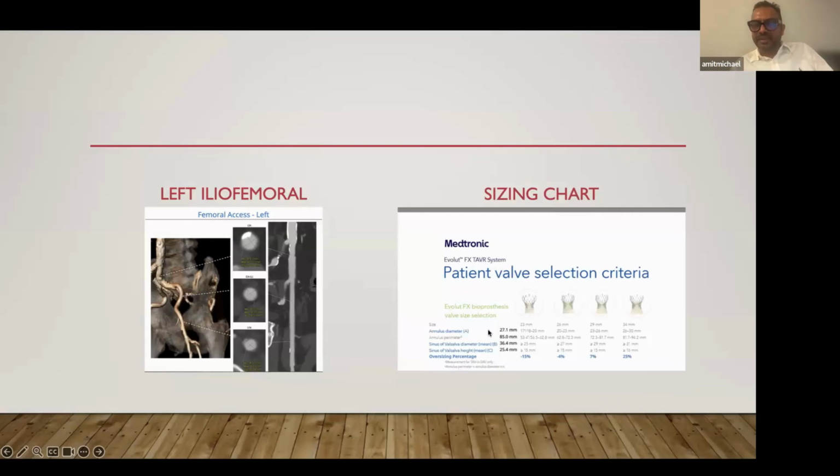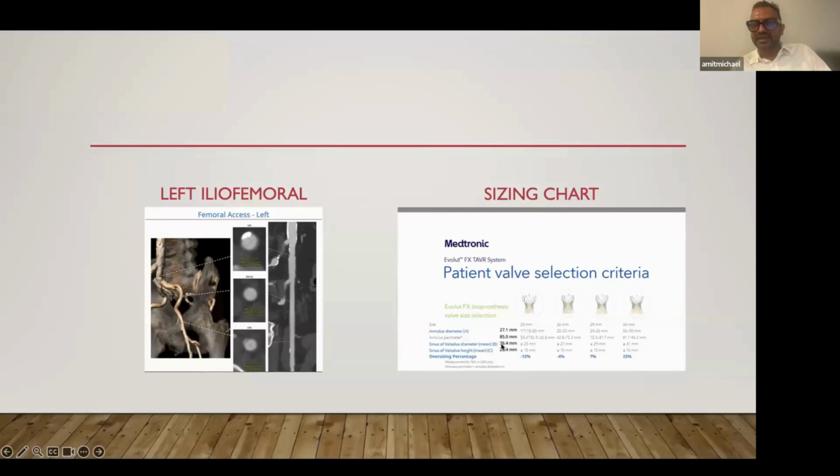Based on all the measurements that we've done, we have the valve sizing chart that we use. In this particular case, we used a self-expanding Medtronic valve, where we decide the size based on the perimeter. When we use the balloon expandable valve, which is the SAPIEN valve, we decide based on the area of the annulus. Another thing we consider is the sinus of Valsalva diameters, which should be acceptable. Most of the time, if they are more than 25 millimeters in diameter, it is quite safe to go with these.